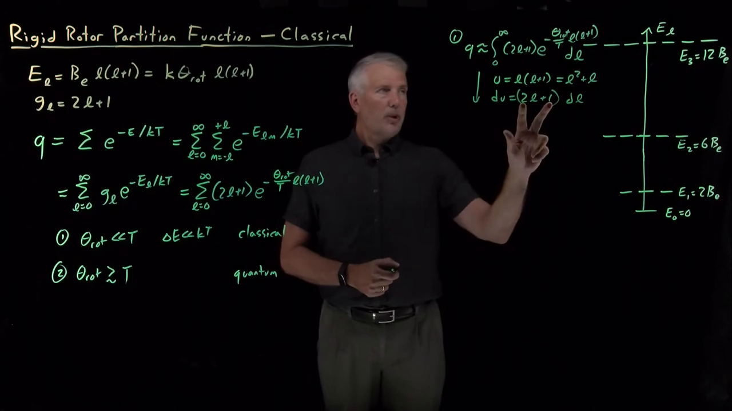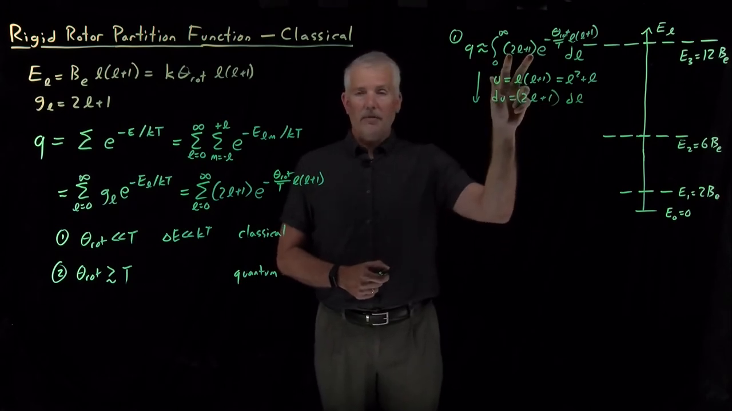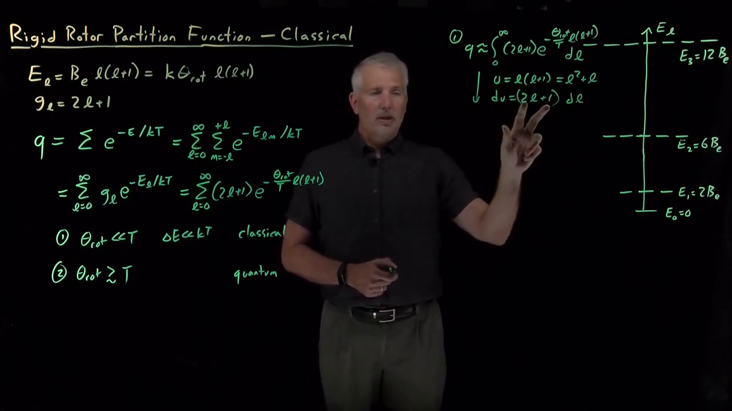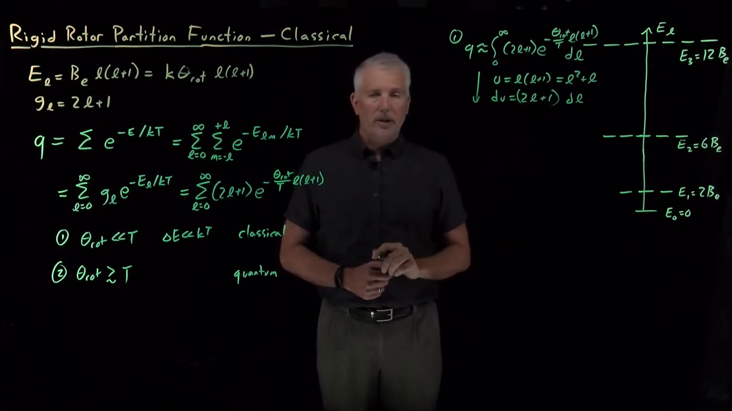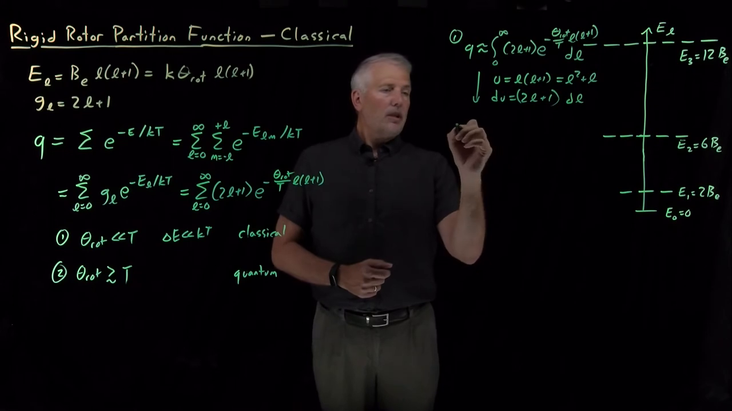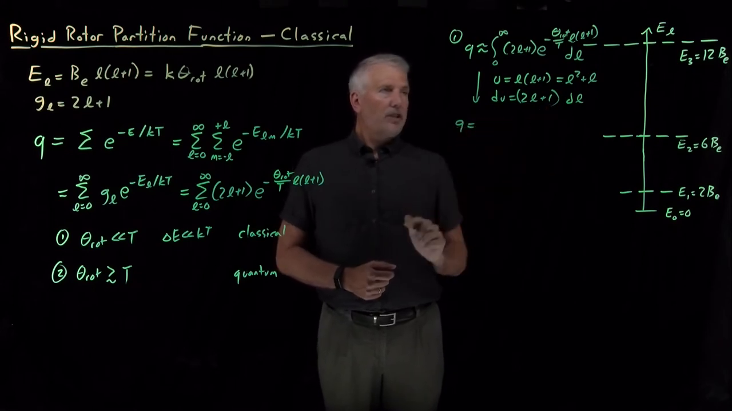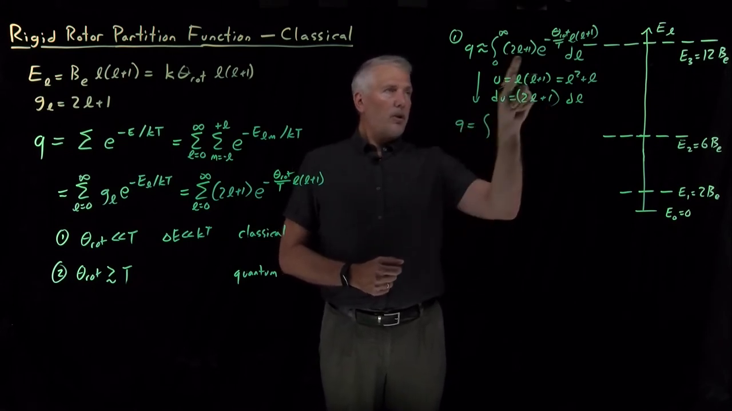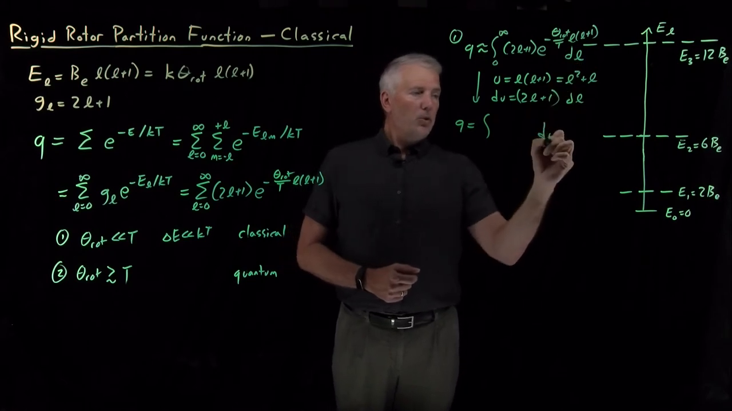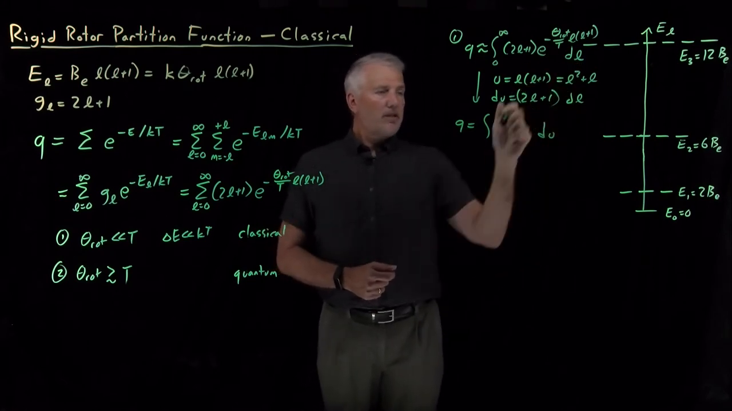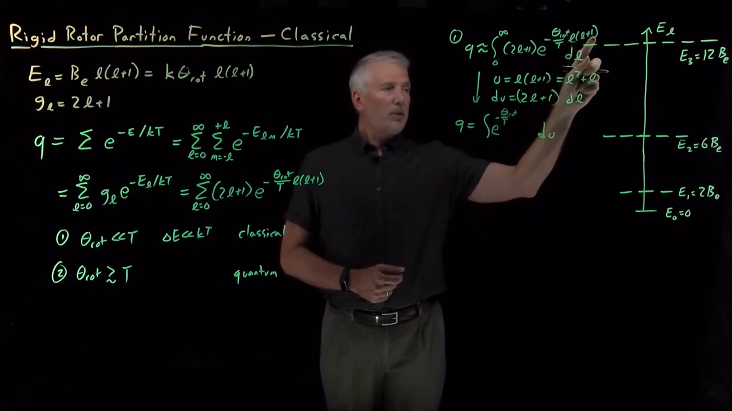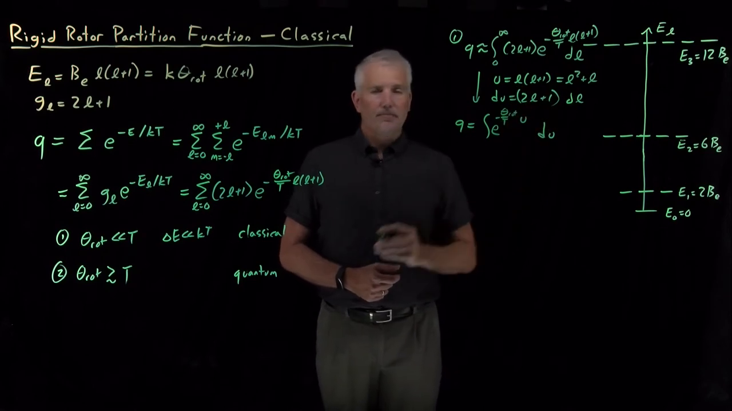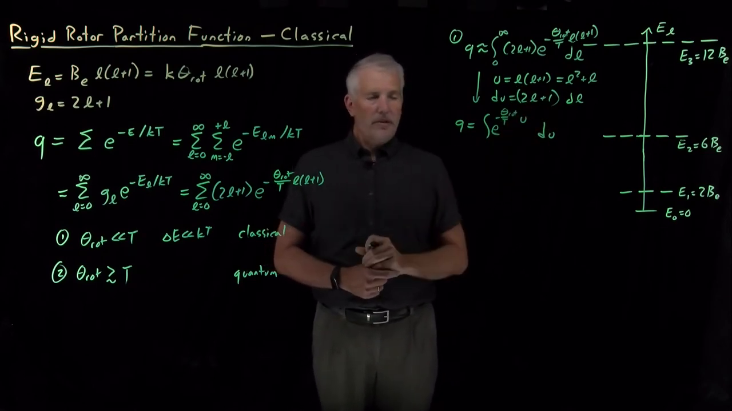So notice 2L plus 1 is exactly the factor we have out in front of the exponential in this integral. This means the universe is watching out for us and wants our calculus to be relatively effortless today. So our partition function with that definition, 2L plus 1 times dL has become du, e to the minus theta over T. Instead of multiplying L times L plus 1, now it's just multiplying u. So that's an integral we definitely know how to do.